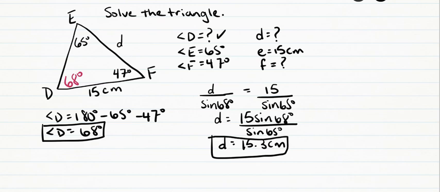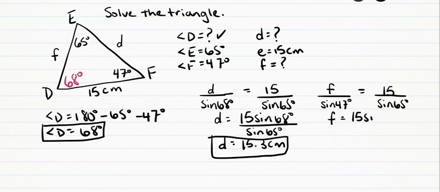Okay, finally, we're solving for side length F. And again, we can set up the sine law here. So we have side F divided by sine 47 degrees, which is the opposite angle to side F, is equal to, let's use the matching pair for angle E and side E again. We've got 15 over sine 65. Multiply both sides by sine 47. So we get F equals 15 sine 47 divided by sine 65. And so side length F is about 12.1 centimeters.